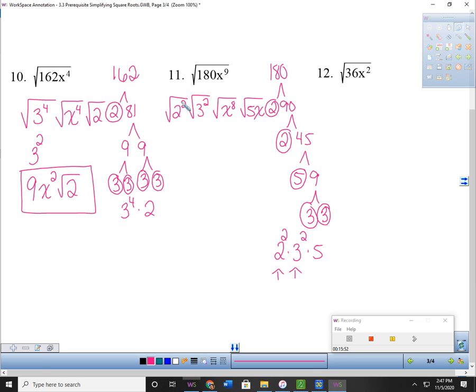Alright, so I have the square root of 2 squared is 2 times the square root of 3 squared is 3 times the square root of x to the 8th, x to the 4th, and then you still have your square root of 5x, right? And then all you got to do is just multiply the 2 and the 3. That makes 6x to the 4th times the square root of 5x.